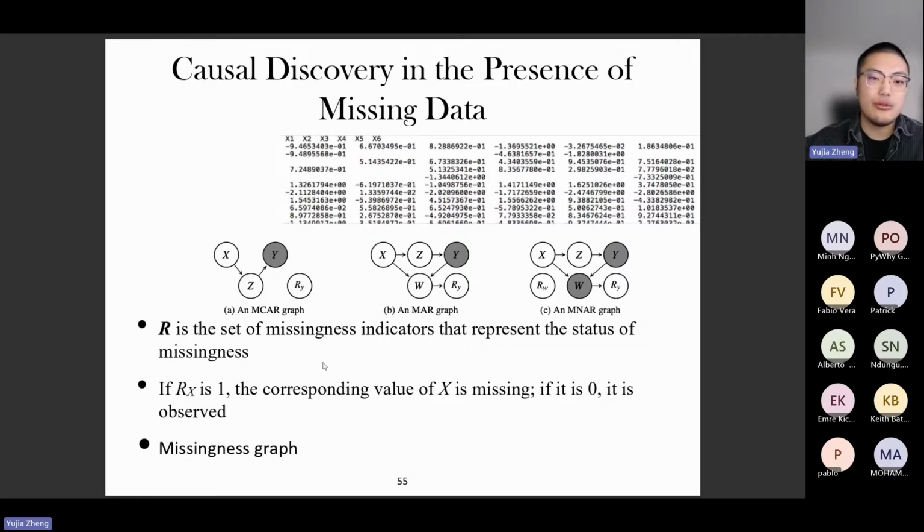We introduce the missingness indicator R, which represents the status of missingness. If R_X is one, the corresponding value of X is missing, which means there will be some entry or sample missing the value of X, for example, X2 here. And if it is zero, it is fully observed. And by introducing that type of missingness indicator, we have a missingness graph.